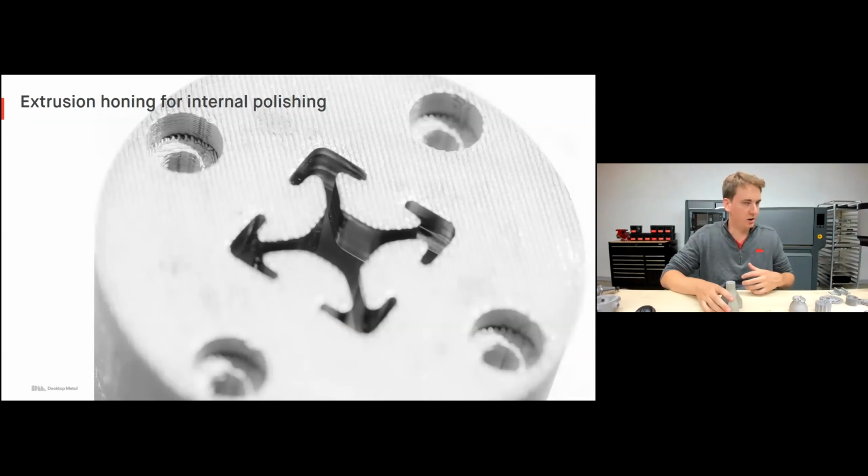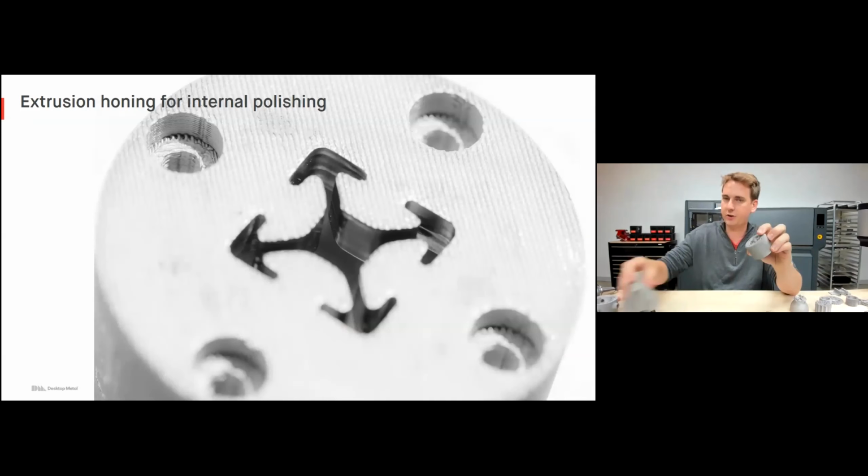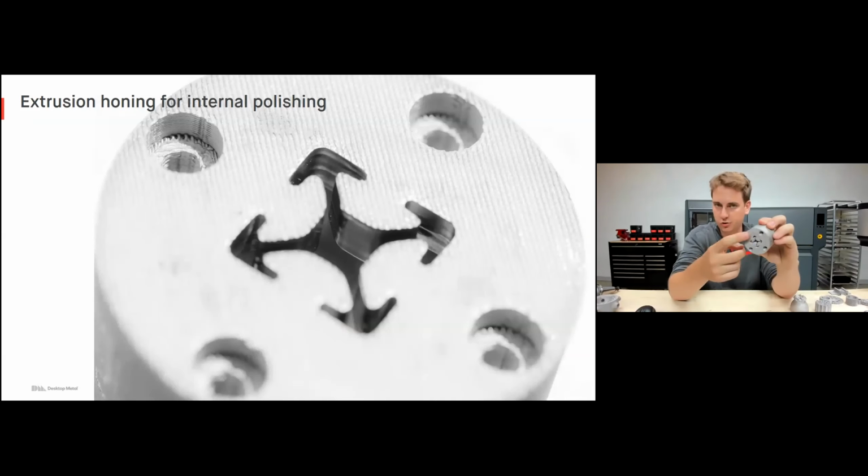Another example here, extrusion honing. This is an extrusion die used for the popular 80-20 profile, as you can see here. This part was produced out of H13 tool steel. Afterwards, all we had to do was a little bit of extrusion honing on the inner face, just to get that critical surface finish that's needed for some applications. Just an example of being able to post-process our printed parts the same way you would for many applications.